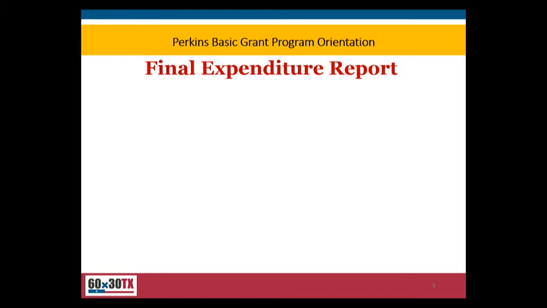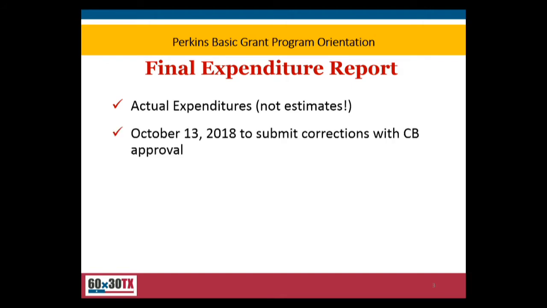One thing to talk about, the final expenditure report: you need to make sure you have actual expenditures. You're not allowed to estimate how much you think it's going to cost. It has to be an actual cost, an actual receipt or invoice or statement showing how much you paid for those services or equipment. You have until October 13th of 2018 to submit corrections with CB approval. And finally, make sure you have the CB 100 and CB 320, which is the activity report. This is where all of your activities, budget by activity goes.